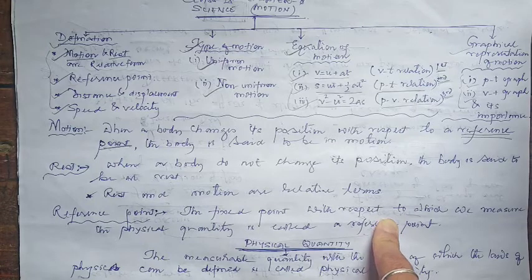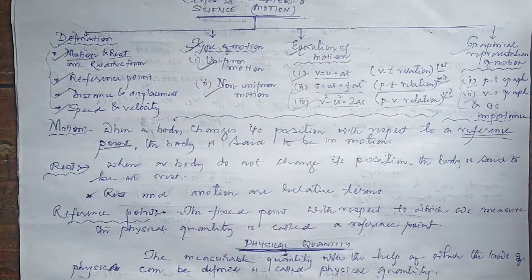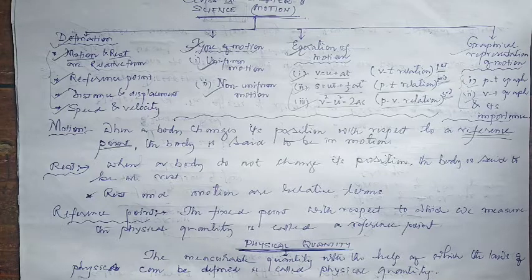So this fixed landmark which someone uses to describe their location is called a reference point. So this is what we mean by a reference point. When we are measuring the position of an object, we use that reference point, that landmark. So motion means when a body changes its position with respect to a reference point, the body is said to be in motion.